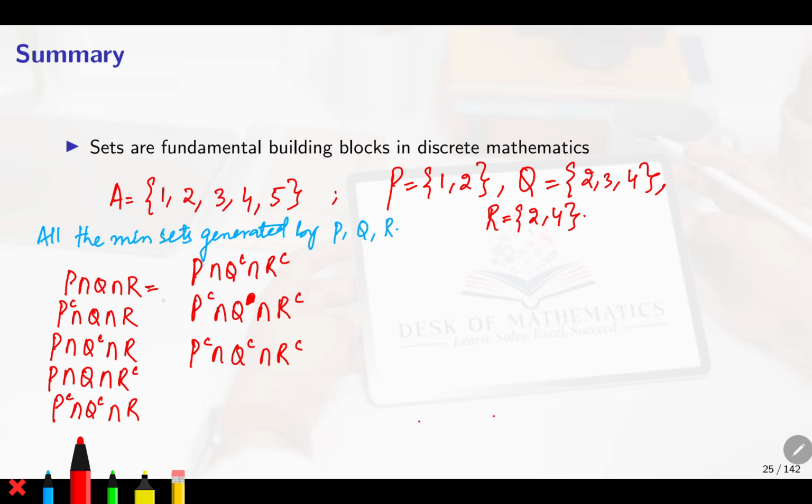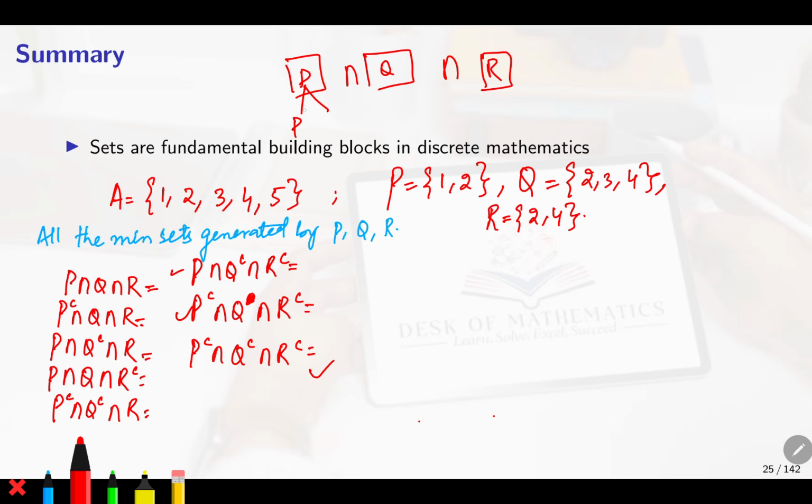So these are the 8 possibilities, and when you find these sets, these are called the min sets, because you have the 3 sets P, Q, and R, and you take the intersection in between. Here you have 2 possibilities: either you take P or its complement, either you take Q or its complement, either you take R or its complement.